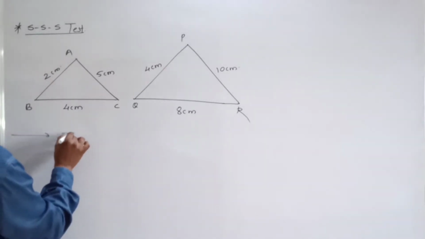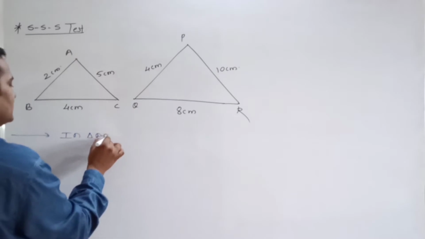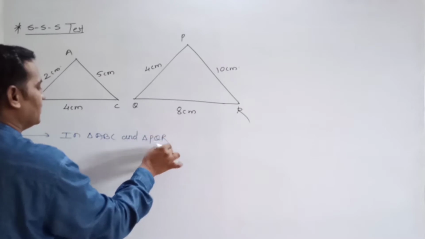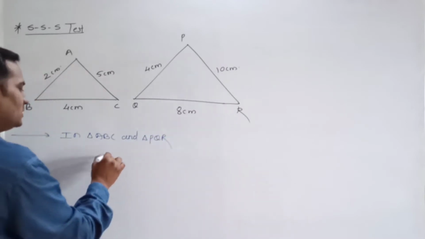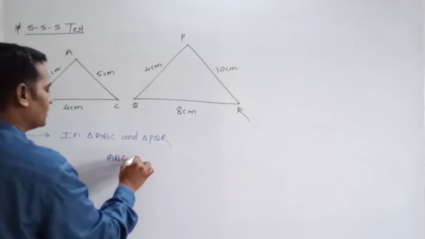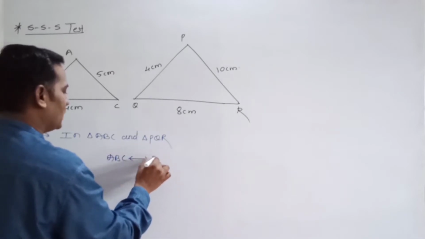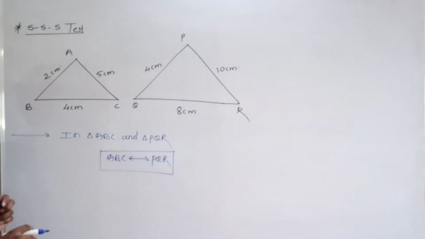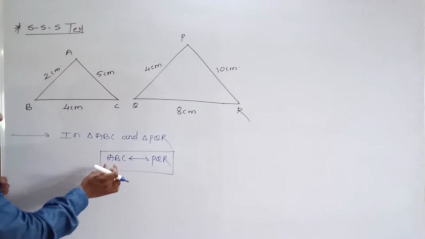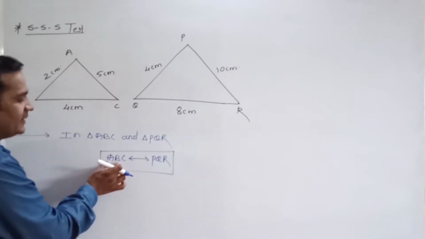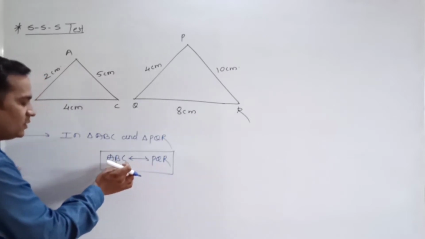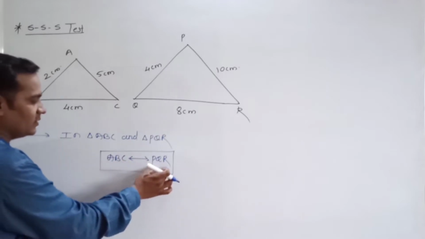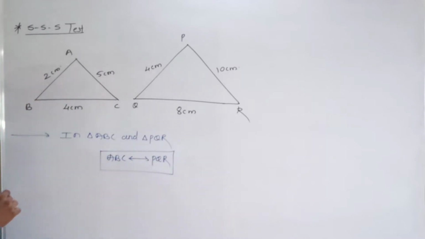In triangle ABC and triangle PQR, what will be the correspondence? ABC corresponds to PQR. This correspondence is very important. Now let's take the corresponding sides. The corresponding side of AB is PQ, the corresponding side of BC is QR, and the corresponding side of AC is PR. Let's take their ratios one by one.